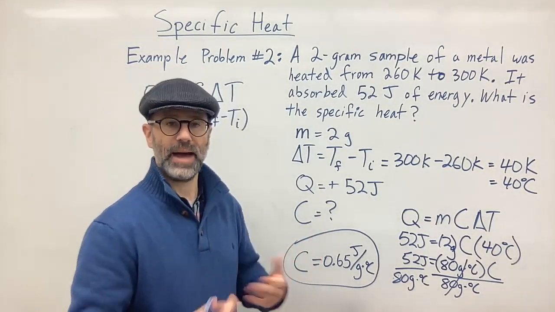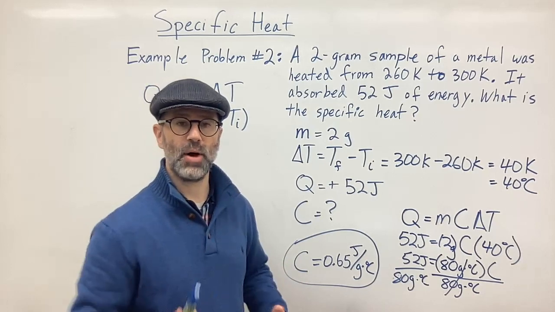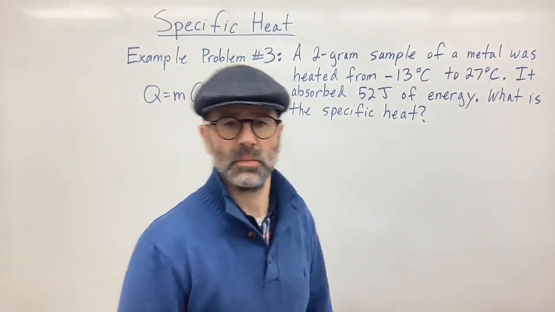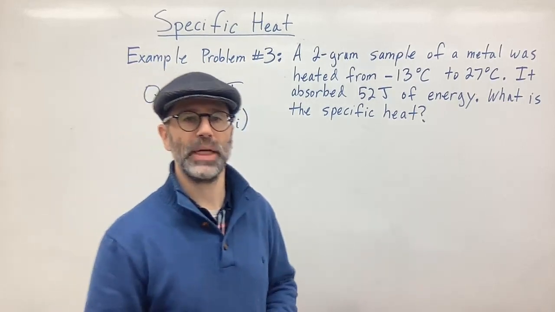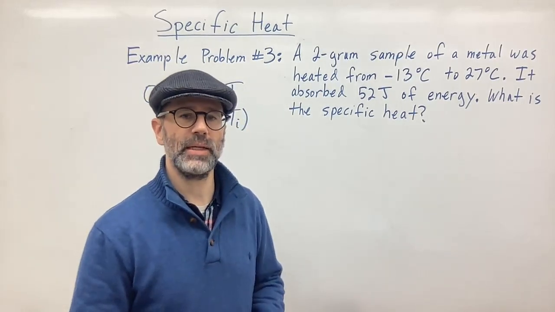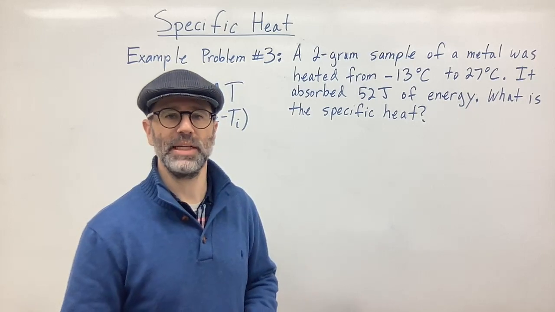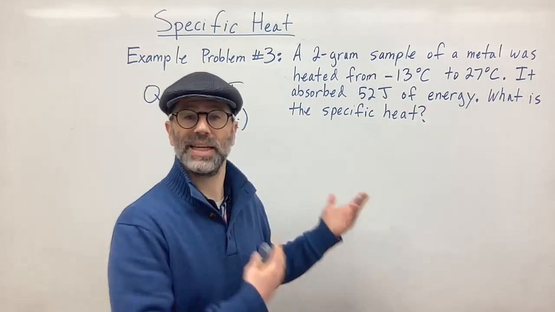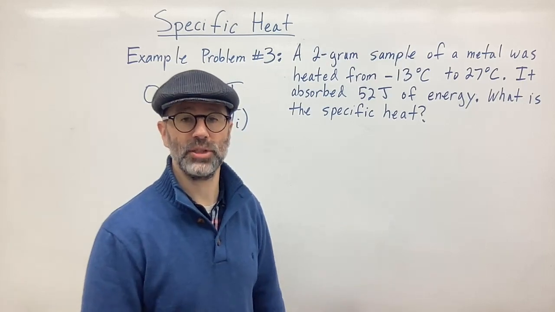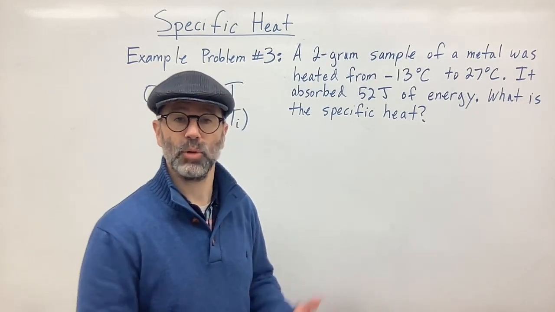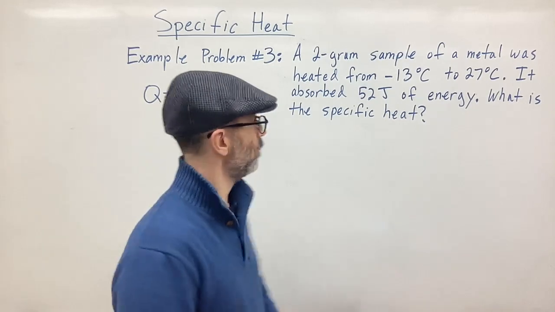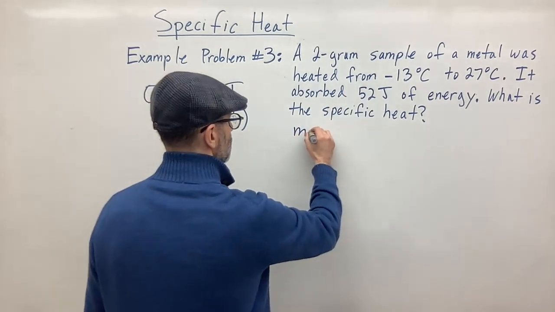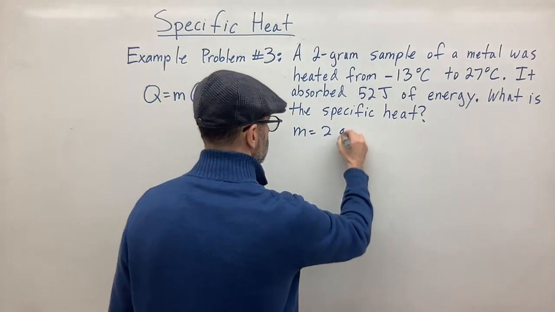Okay, that is example problem number 2. Let's go on to example problem number 3. So the only difference between the last example and this example is instead of having Kelvin temperatures, we're given them in degrees Celsius, and we'll see if it works out the same way. So again, let's write out what we have. Again, we have mass equal to 2 grams.